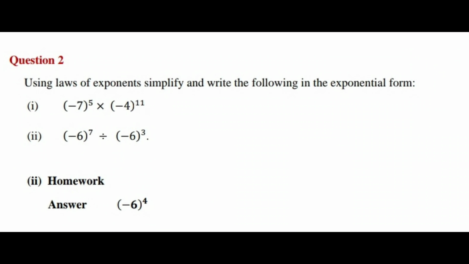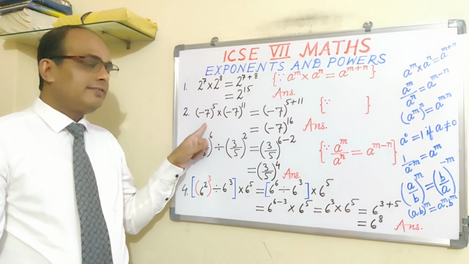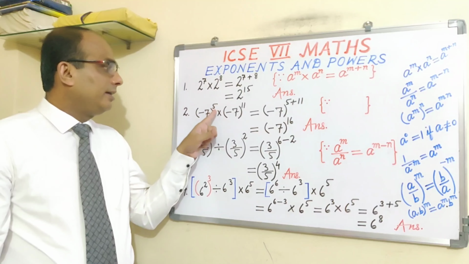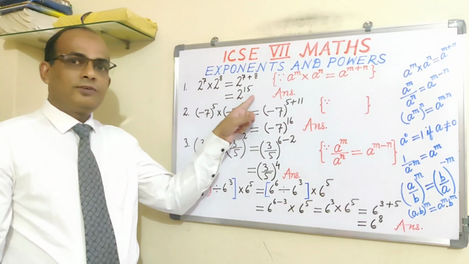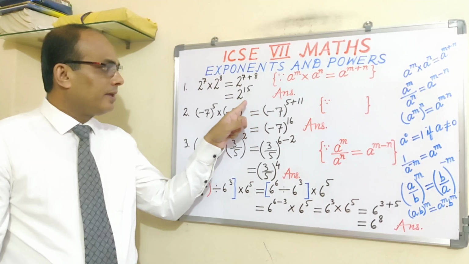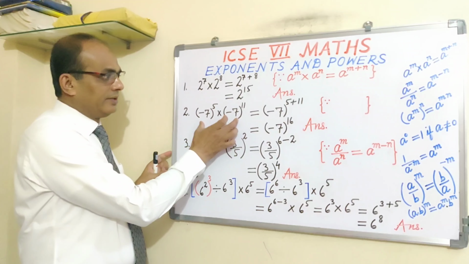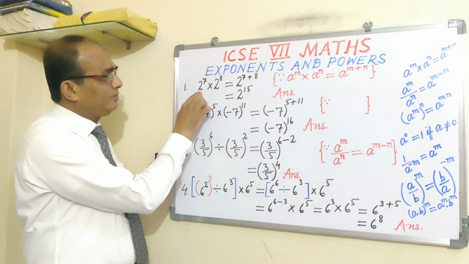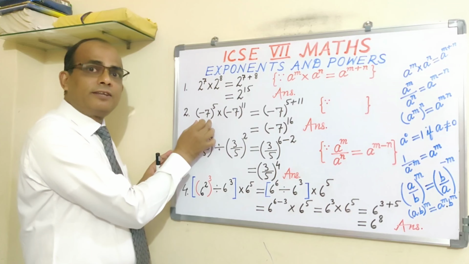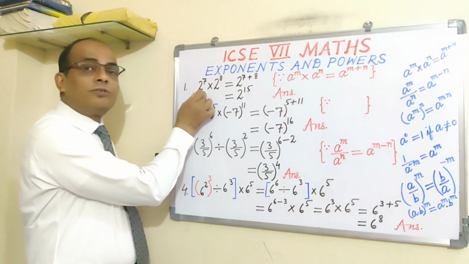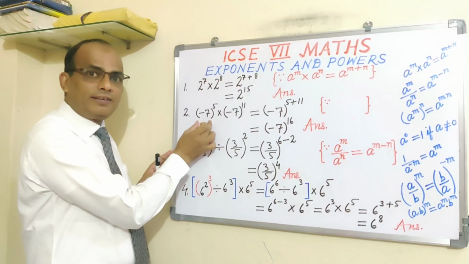Next question. See on the screen. Minus 7 raised to the power 5 multiplied by minus 7 raised to the power 11. This is our question. Same. Here it is 2, here we have minus 7. So here in place of a we have 2, here in place of a we have minus 7.